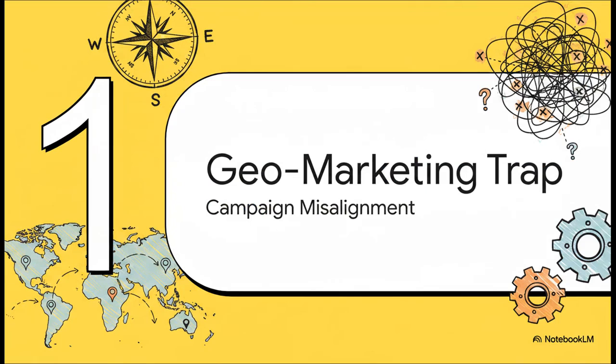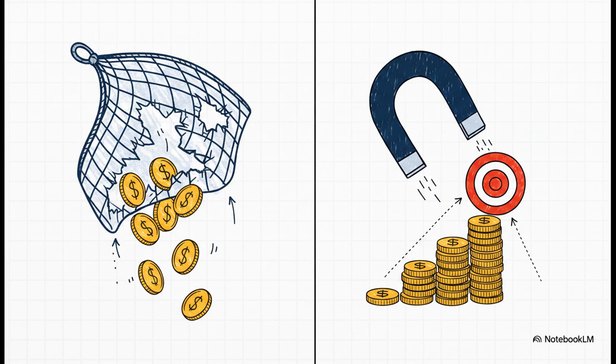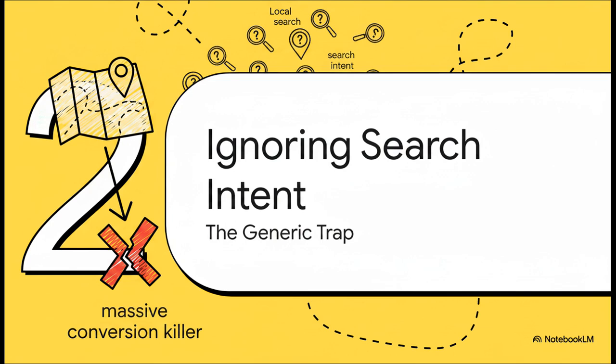All right, let's kick things off with Section 1, the geomarketing trap. Here is the core problem agencies are facing right now. It's a fundamental misalignment. When your campaigns aren't perfectly aligned with location-based intent, you aren't just missing out on a few stray clicks. No, you are actively throwing your budget out the window. It's like casting a giant broken net into an empty ocean. Meanwhile, hyperlocal intent acts as a targeted magnet, pulling in that ready-to-buy traffic while your competitors are out there just wasting their ad spend.